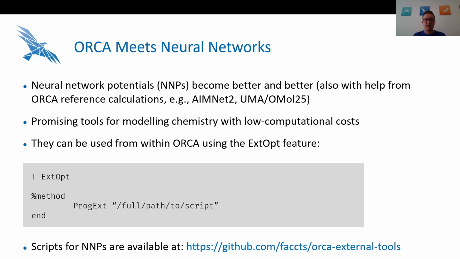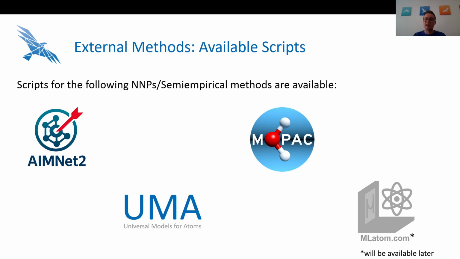And there you will find various scripts, including neural network potentials and semi-empirical methods. For example, you will find the AIMNet2, UMA, the universal model for atoms. You can find MOPAC, where you can do PM6 or PM7 calculations, and MLatom will be added also soon.